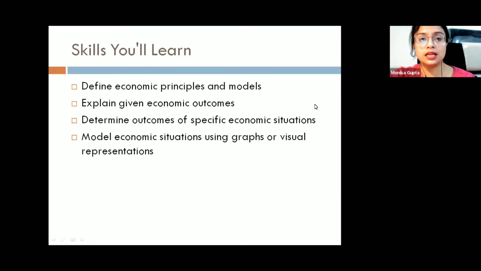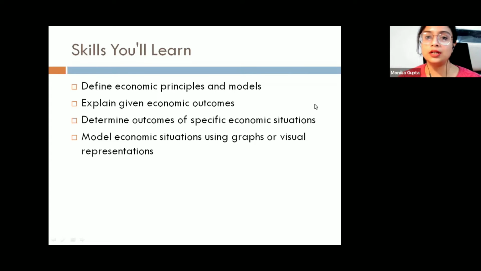The second one is explaining given economic outcomes. You should know what the economic outcome is of a given situation. Let's say when aggregate demand increases, they're going to ask what happens to the price level or what happens to the real GDP. You should be able to answer that when aggregate demand increases and moves towards the right, the price level is going to increase, and the real GDP is also going to increase.